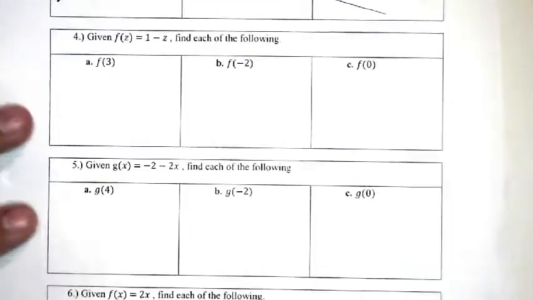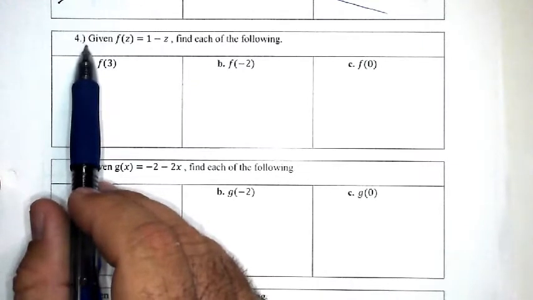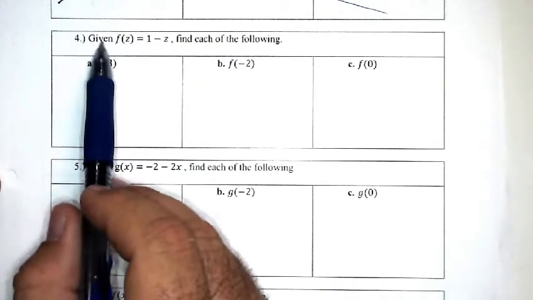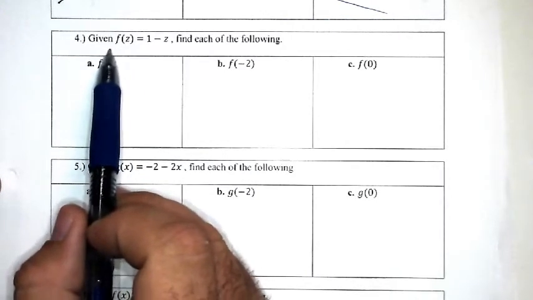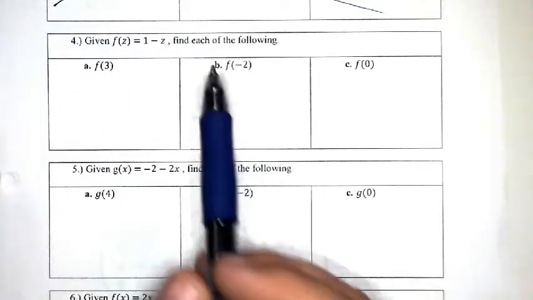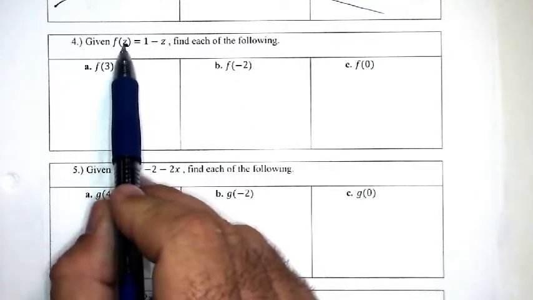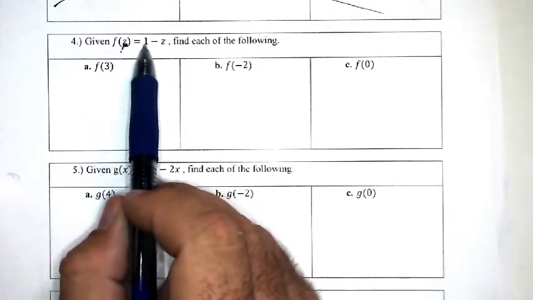I have f of z. Did I not tell you that all the variables are interchangeable? Okay? It's just making sure we're paying attention. F of z. Z is now our x. We're going to treat the z like our x now. So here's my expression, 1 minus z. This is saying that z is 3.